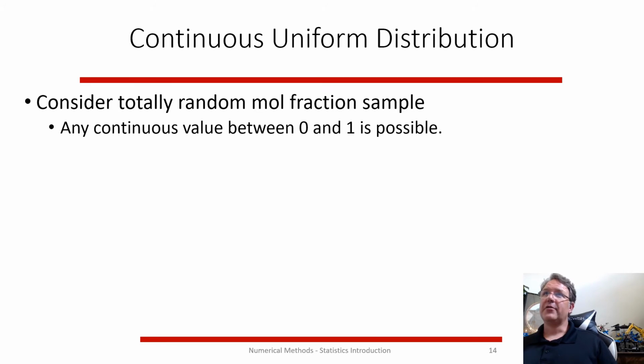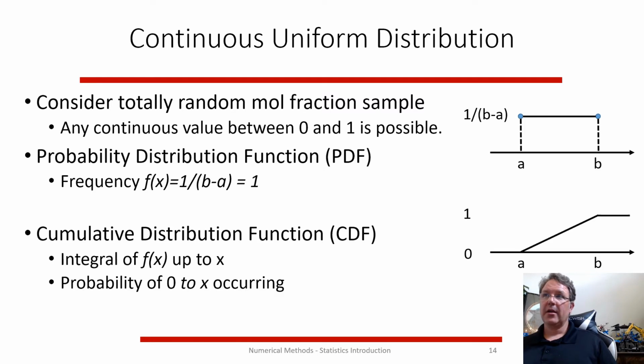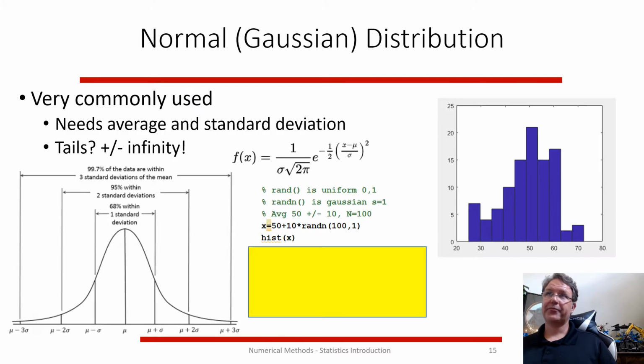Your continuous uniform distribution might be like a mole fraction, somewhere between 0 and 1, and it's any continuous number between the lower and upper limits. So your probability distribution is, again, just like a rectangle. It starts at A, there's no value below A and there's no value above B, but there's an equal chance of all the values in between. And the cumulative distribution function would be the integral of that line, which basically goes from 0 to 1.